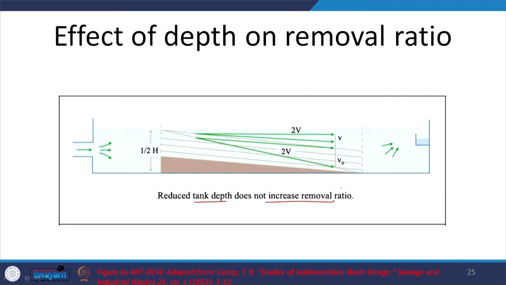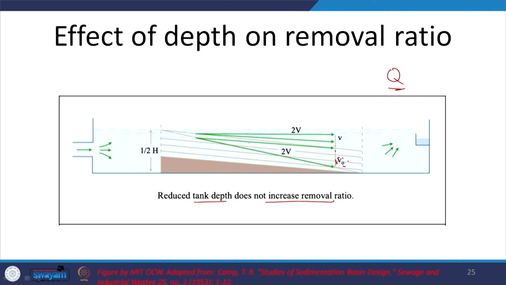Because again the flow rate is relatively constant, let's say, right? Flow rate is constant, so even if you decrease the height, it's not going to change your efficiency of removal of the suspended solids, right? Because what we are concerned about is just this V naught. So if I decrease the height, the horizontal flow velocity will increase compared to this case, right? So that's what we have.